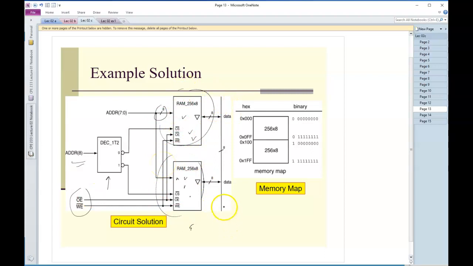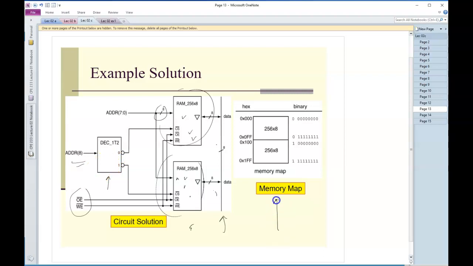Now the notion here is these two devices are connected to the same shared resource. I have to make sure I never have these devices driving both of their data onto the bus at the same time. And the decoder is perfect for that.